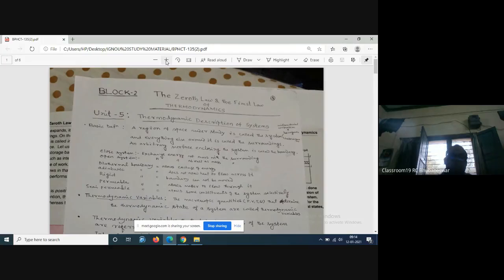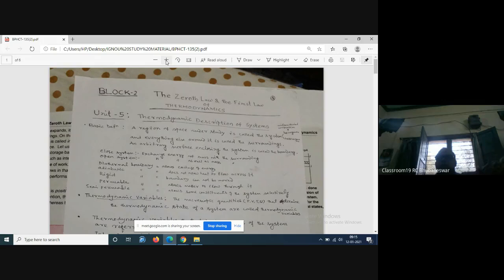About the system, we know what a closed system and an open system are. A closed system exchanges energy, not mass, with the surrounding. But in an open system, both energy as well as mass are exchanged with the surrounding. Similarly, the boundary is an imaginary surface; there is no physical surface separating the system and surrounding.